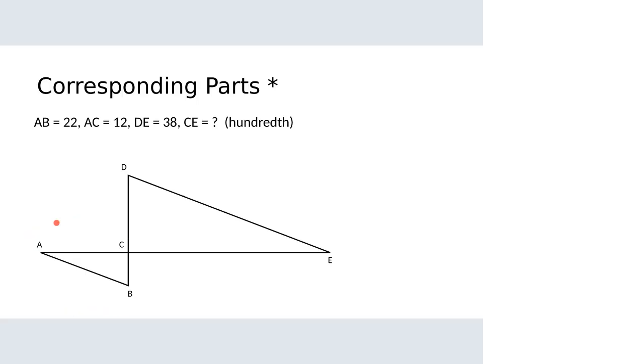Well, if we did a reflection across AC, we'd have a triangle here. That still doesn't make it easy, but then we could do a reflection across DC, and now I have a triangle here, and okay, that's how I could see the corresponding parts easily. You may not need to go to all that trouble. Make sure you identify the corresponding parts correctly when you do this one. And what I'm going to tell you is that AB has a length of 22, AC has a length of 12, DE has a length of 38, and I want you to find the length of CE.